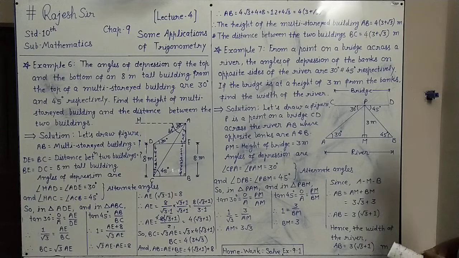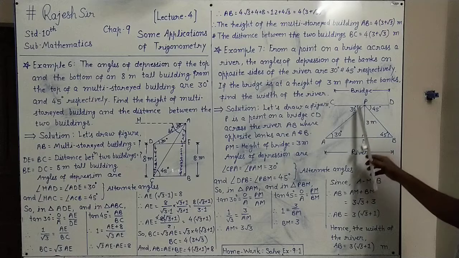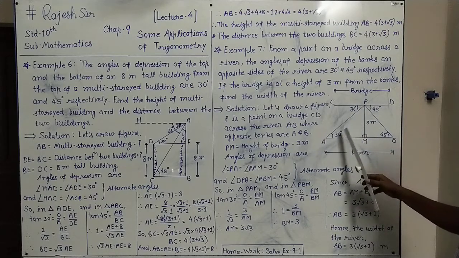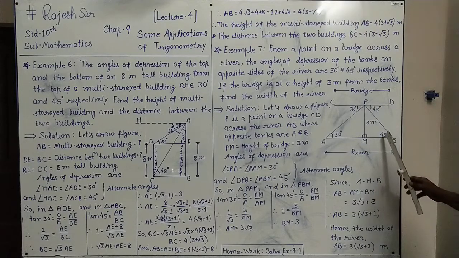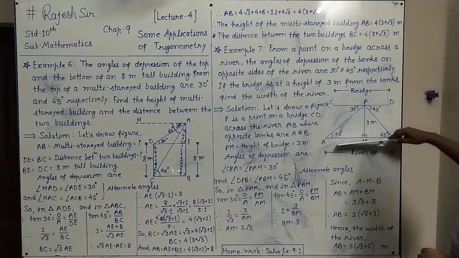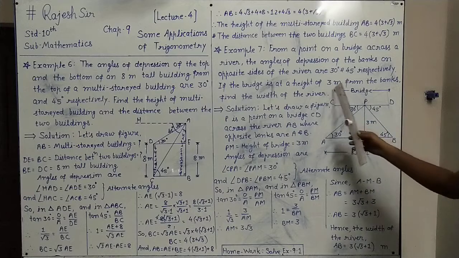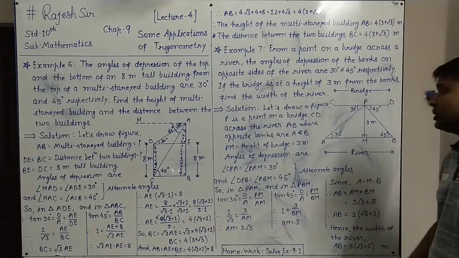Now by the alternate angle concept, angle CPA equals angle PAM, 30 degrees, and on this side also, the Z shape you can see, angle DPB equals angle PBM, 45 degrees. And the height from the river to the bridge is 3 meters, that is also given. So the figure we have drawn as per the question. Now we have to explain this figure.